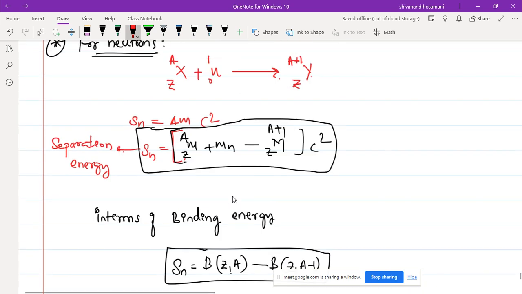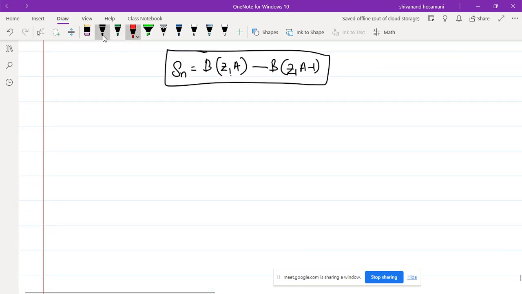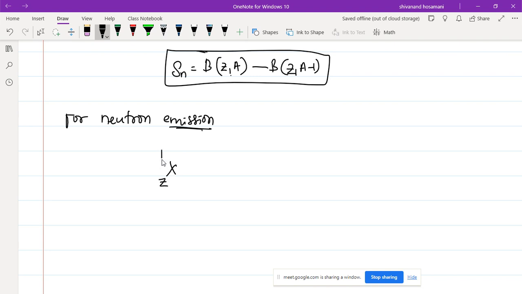Now let us rewrite the same equation for neutron emission. If the nucleus X with Z and A emits a neutron, the atomic number remains the same, and the emitted neutron is written as 1, 0. To conserve the mass number, it becomes A minus 1.